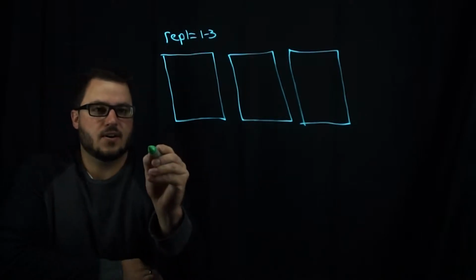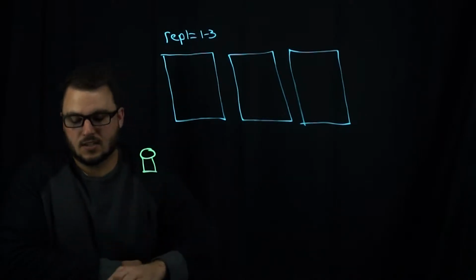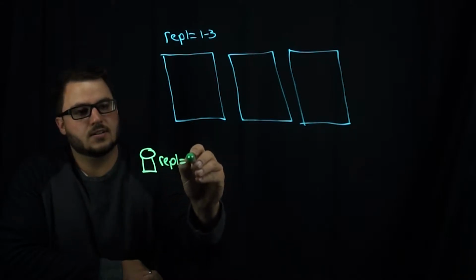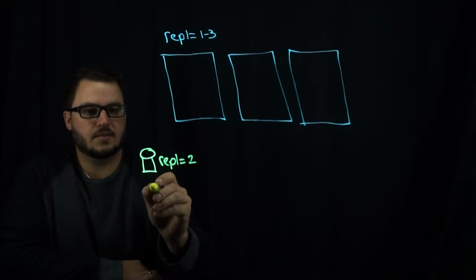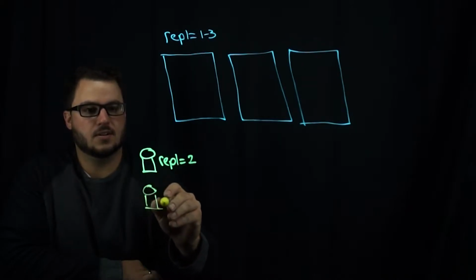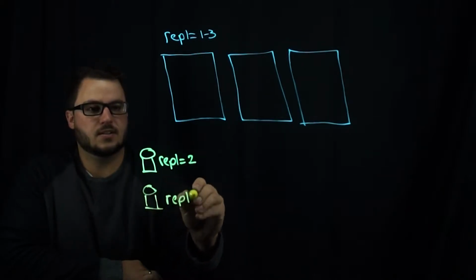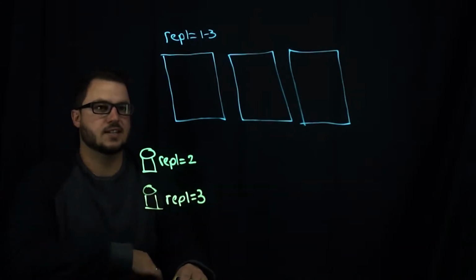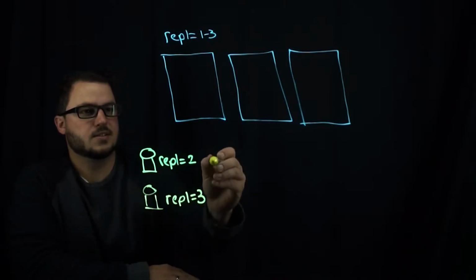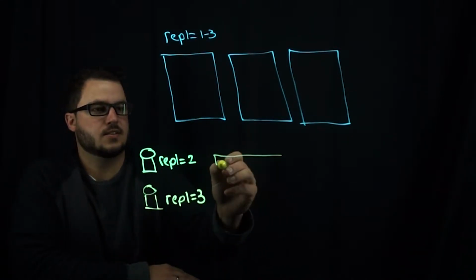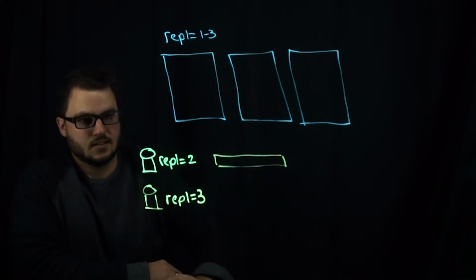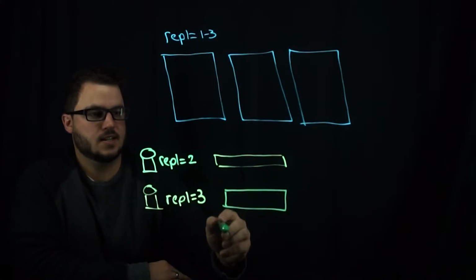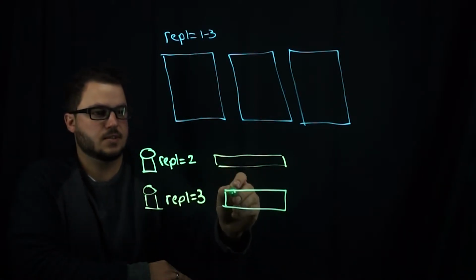Now, if we have a volume with a replica of 2, and we have another volume with a replica of 3, we're going to represent these volumes totally. And this volume here.